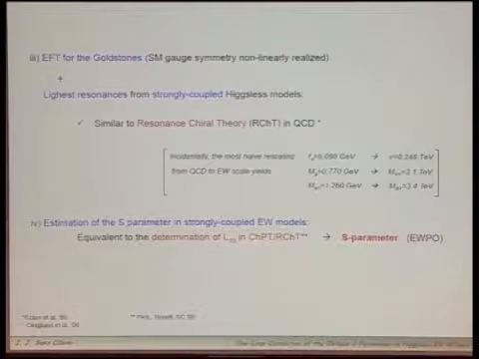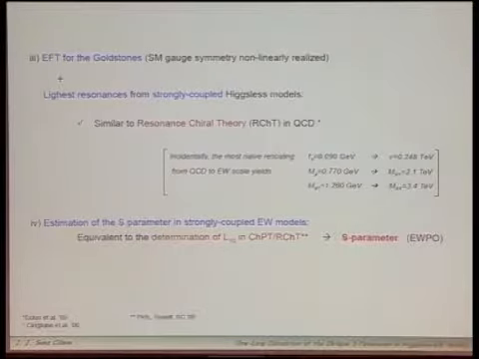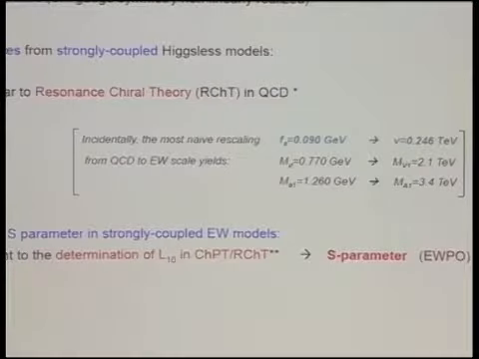Therefore, we'll construct the effective theory for the Goldstones, where the standard model gauge symmetry is non-linearly realized, plus the lighter resonances from the strongly coupled Higgsless models. We'll make a construction similar to resonance chiral theory in QCD. Incidentally, if one performs the most naive rescaling from QCD to the electroweak scales, from f pi of 90 MeV to v of 246 GeV, and we just move everything, the masses of the first resonances would go to the range of the TeV. Remember this order of magnitude when we go to the result. But indeed, I'm not going to use this kind of game at all during the calculation.